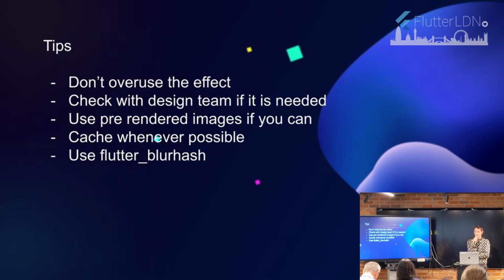Cache whenever possible. I think the snapshot widget is the best example of that. If you have a view that is static, that's not going to be interactive all the time, just cache the value. And the last one is something called blur hash.